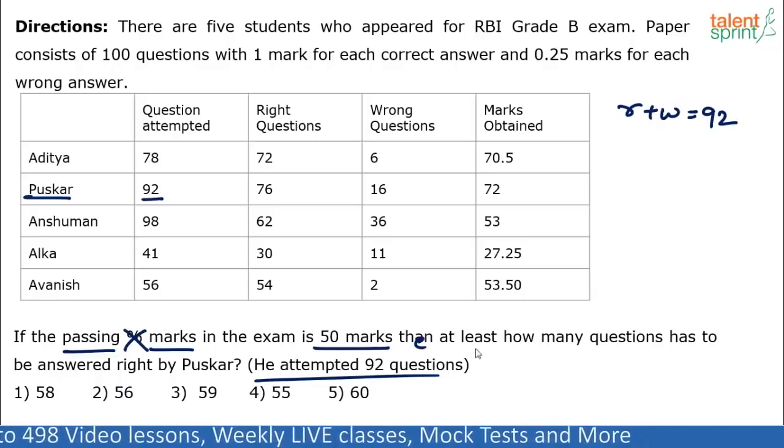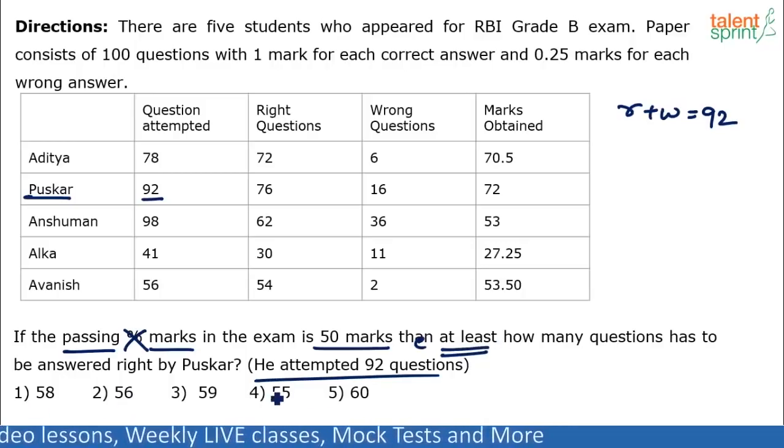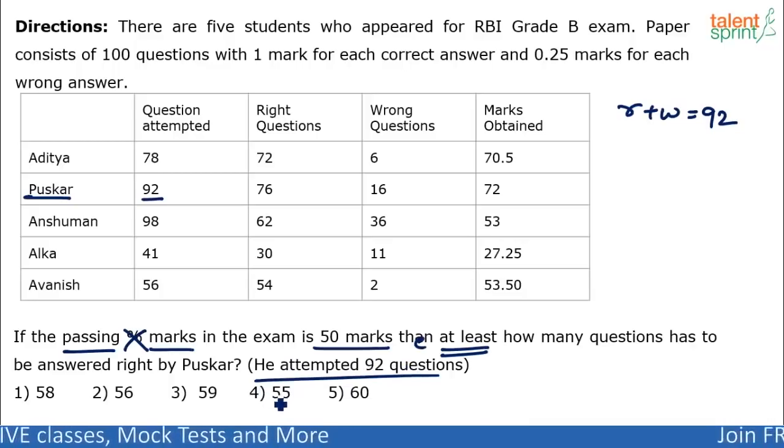See, he's asking us to find out at least how many, right? Minimum how many questions have to be right. So start with the minimum value in the options there. 55. Start with 55. See if by using 55 you are getting 50 marks or not. If 55 are correct out of 92, then the remaining 37 are wrong. So find out the score with 55 right answers and 37 wrong answers.